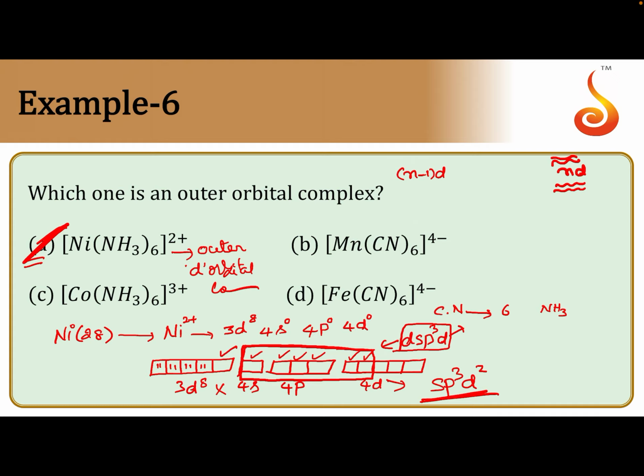The others, cobalt here, ammonia is a strong field ligand. That's why in the presence of a strong field ligand it is generally an inner d orbital complex. Here also CN- is a strong field ligand, an inner d orbital complex. Here also CN- is a strong field ligand, also an inner d orbital complex. Even though a strong field ligand is present in the nickel hexaammine complex, due to lack of sufficient inner 3d orbitals, outer d orbitals are involved in the hybridization. This is a very nice question.